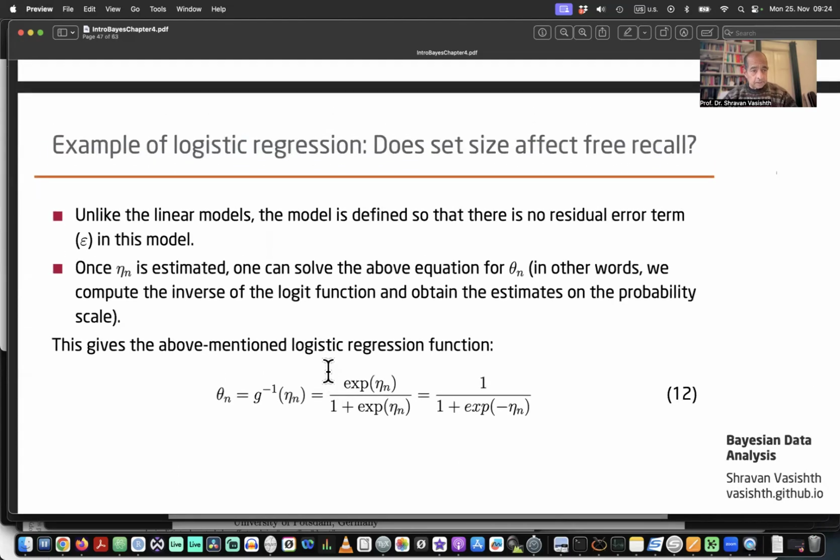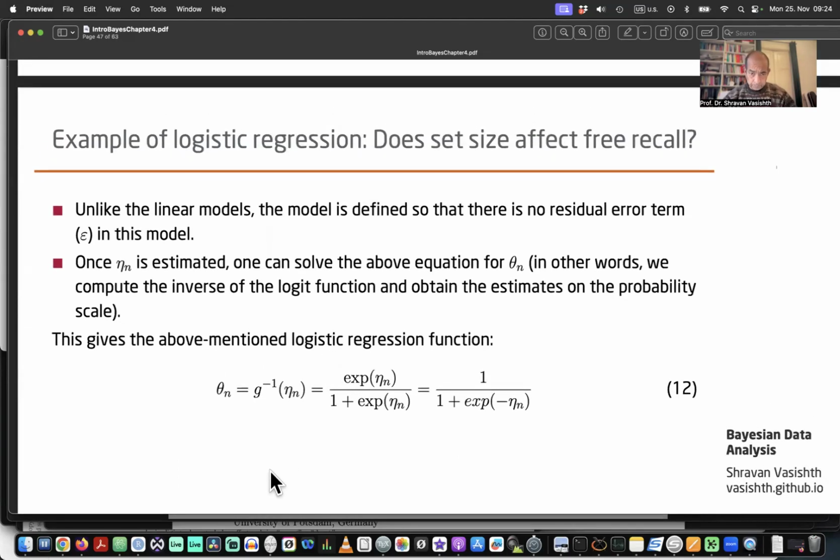So what's going to happen now is that once we've estimated all the etas for every row in the data frame, one can always solve for the respective theta probability value.